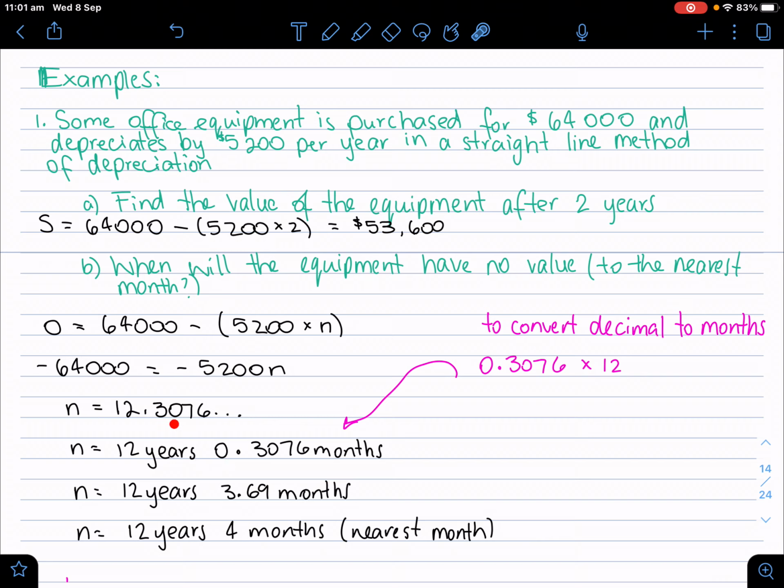a decimal. Now, how do we convert a decimal to months? So that's obviously 12.3 years, but the question's asking to the nearest month. So what we do is we know it's 12 years, and we do 0.3076, which is the rest of the decimal, times it by 12. And we get 3.69 months, which is, to the nearest month, 4 months. So it's going to take 12 years and 4 months to get that office equipment down to a 0 value.